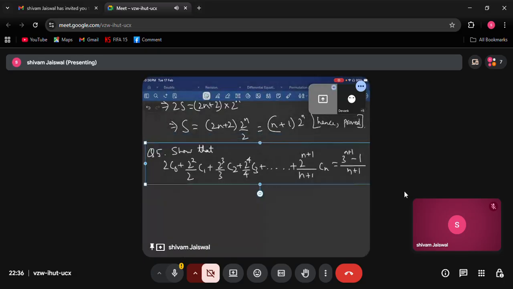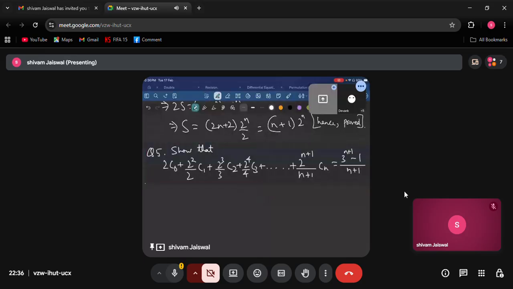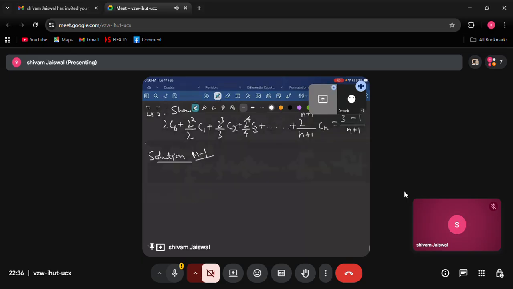Okay. So you people tell me over here, it is 2 into C0 plus 2 square by 2 into C1. So first of all, you write down the summation. So method 1, using summation. It will be summation of r equal to 0 to n, 2 to the power r plus 1 into NCr by r plus 1. What is the rth term? First of all, write it down.